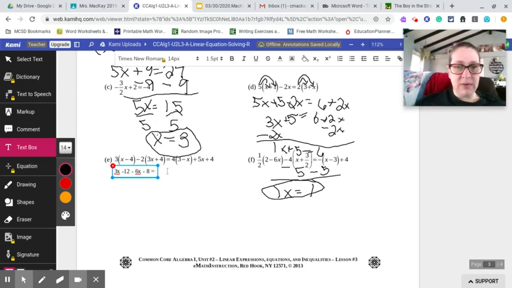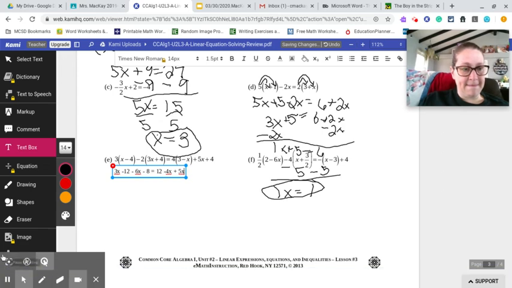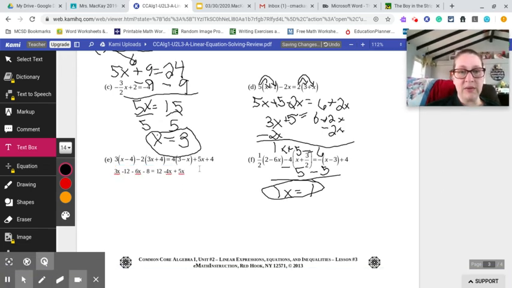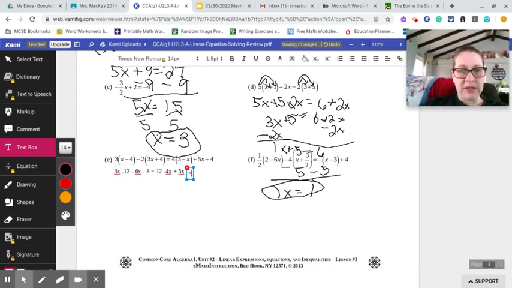I'm going to do the same thing, multiply what's inside the parentheses. 4 times 3 is 12. 4 times negative x is negative 4x. Then I don't need to do anything with the 5x. And we're also going to carry down the 4 because we didn't do anything with that one.